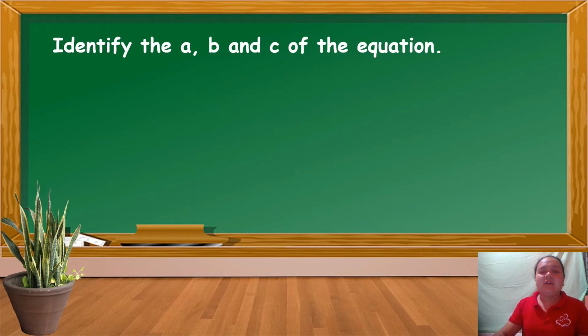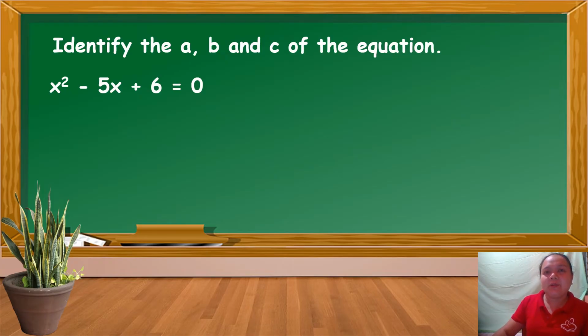So we are going to identify now the a, b, and c of the equation. First equation, x squared minus 5x plus 6 equals 0. We all know that the standard form of quadratic equation is ax squared plus bx plus c equals 0, provided that a is not equal to 0. So what is our a here? Our a is 1. So ang coefficient natin dito is 1. Our b is negative 5 since it is negative here. And our c is 6.